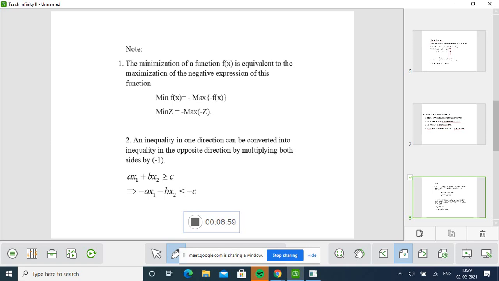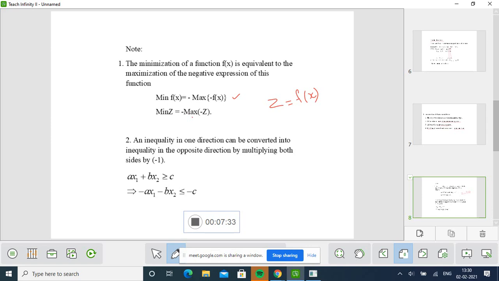The minimization of a function f of x is equivalent to the maximization of the negative expression of the function. Look at this, minimum f of x equal to minus max minus f of x. So if z is equal to f of x, then I will have minimum z is minus max minus z. So I can make use of this to convert the given minimization problem into a maximization problem.